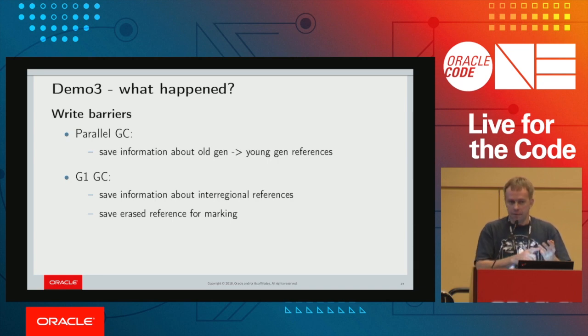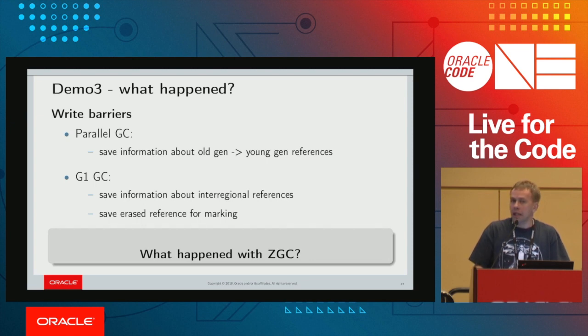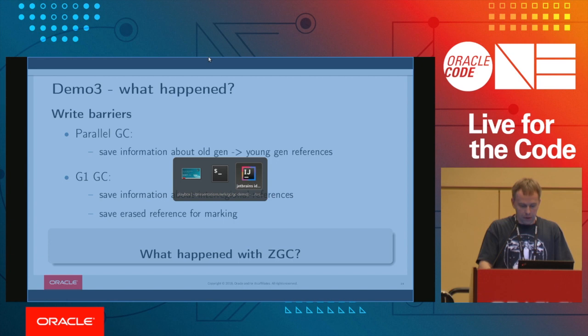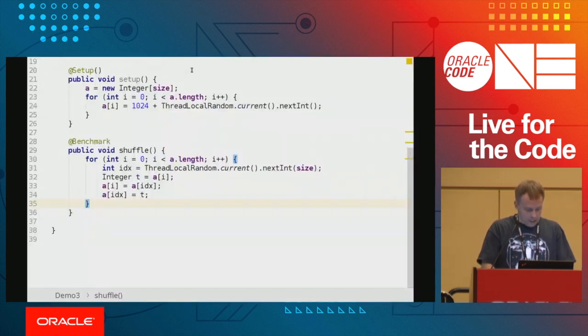Why do we have the best scores for ZGC, definitely the best scores from all collectors, but also penalties for ZGC in other cases? I just want to show another demo, but I have to say that ZGC doesn't have write barriers. ZGC does nothing on writing one reference to another.